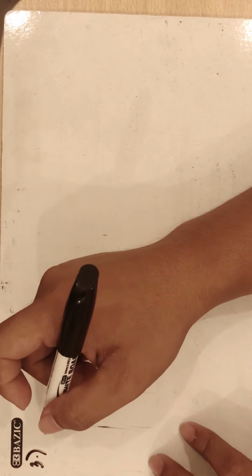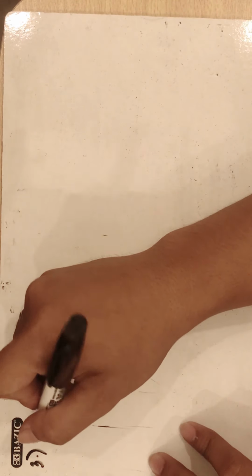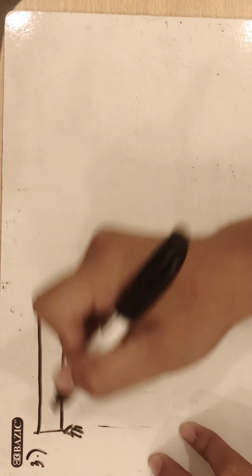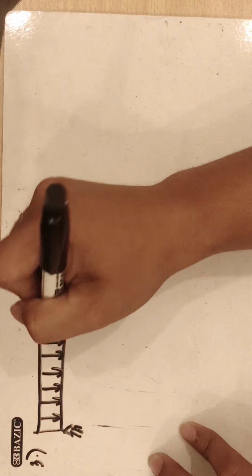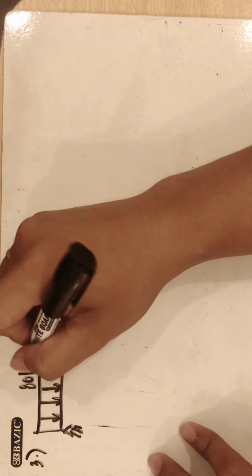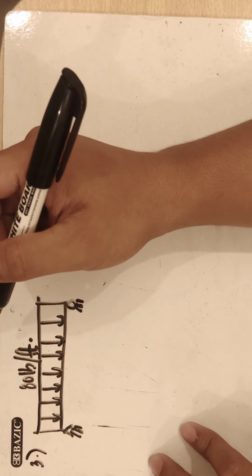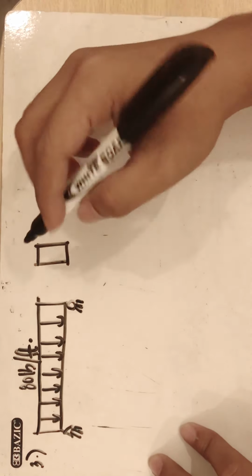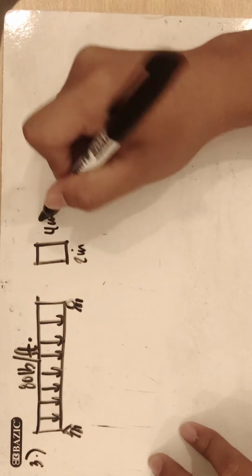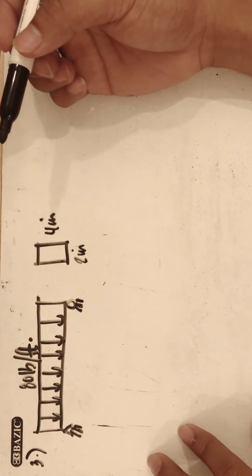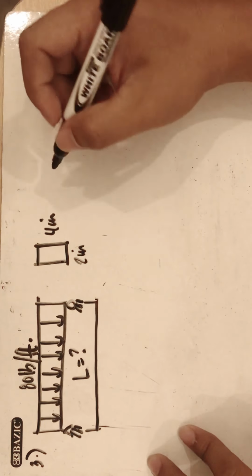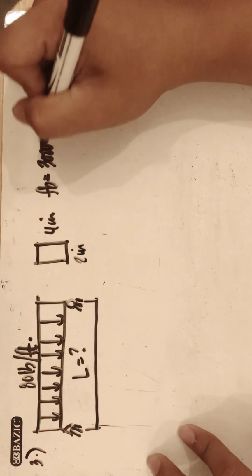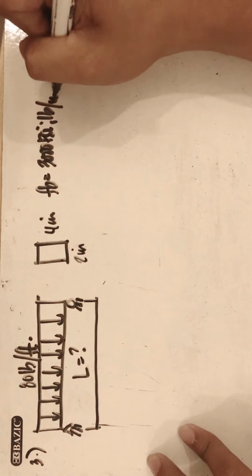So, for problem number 3, under bending stress in beams, we have a simply supported beam that carries a uniformly distributed load equivalent to 80 pounds per foot. The rectangular beam is 2 inches wide and 4 inches deep. So determine the maximum length of the beam L if the flexural stress is limited to 3000 psi, or pounds per inch squared.